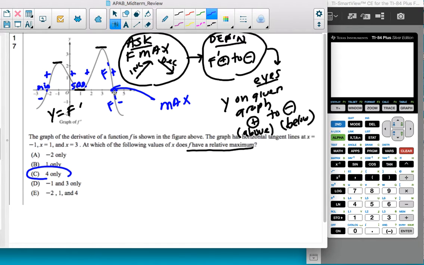So basically, it turns out that you really don't need the information about the horizontal tangent lines. Like, they're relevant in the sense that they tell you information about the graph of f prime, but based on the question that is asked, those horizontal tangent lines don't help at all. And that's it.